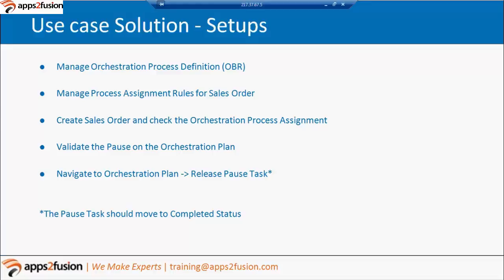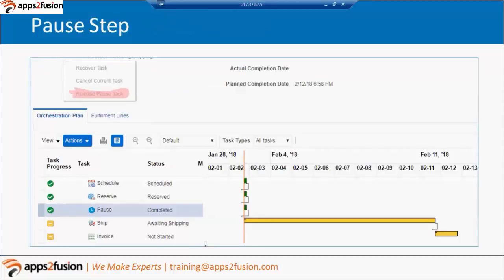We have to define an orchestration process and make sure you have an assignment rule in place, and then you create a sales order and check whether it is assigned to the right orchestration process or not. And then you validate the pause in the orchestration plan, because after reservation it should not directly go to ship, it should wait on the orchestration process. And then subsequently you release the pause task and see that the pause task is in completed status. So I've created a sample order which shows that the scheduling is done, reservation is done, and the completion is also done because I've released the pause task already.